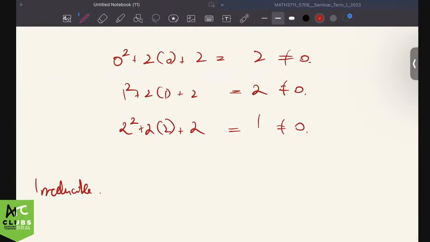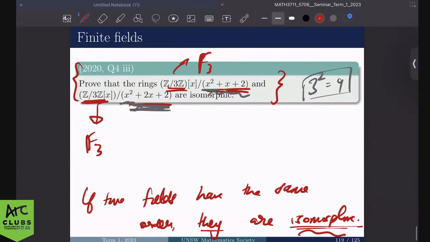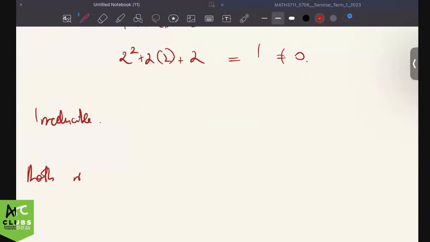and therefore they must both be fields. Both rings must be fields of order 9, and therefore they must be isomorphic.